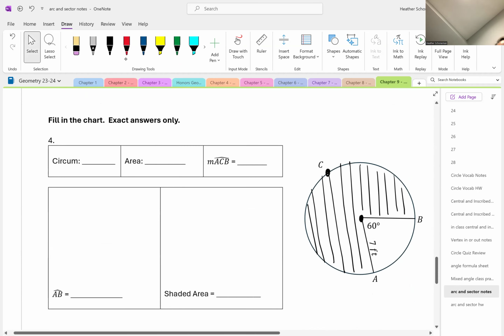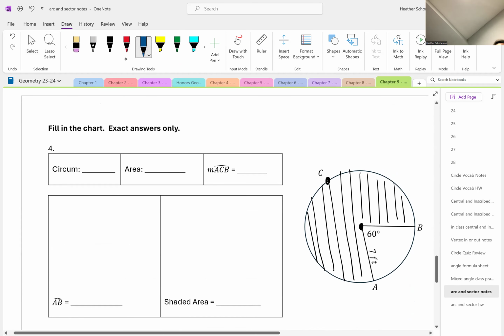Okay, just 2 more. On this one, we want the circumference. Well, the radius is 7. The circumference is 14 pi feet. The area would be 49 pi feet squared.